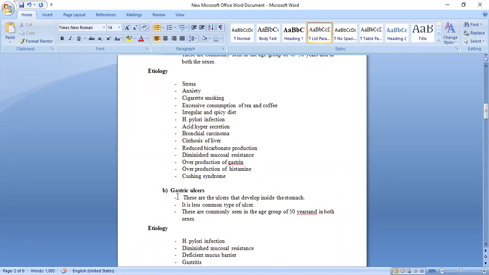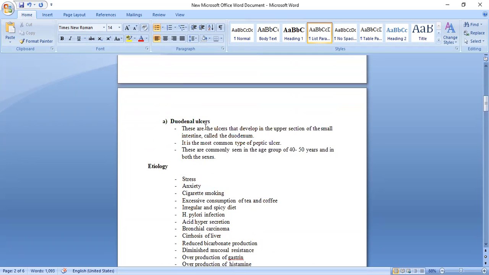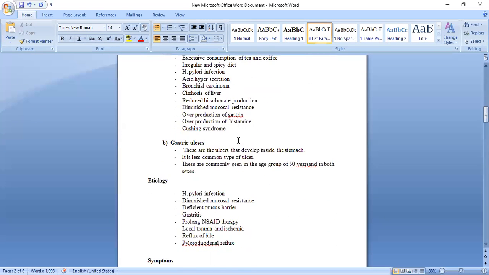And the second one, that is the gastric ulcer. What we saw just now was the duodenal ulcer. Now see here, the gastric ulcer. And at the end, we will see the differentiation between the duodenal and gastric ulcer. Just listen now, the gastric ulcer. These are the ulcers that develop inside the stomach. Gastric, gastrum, isn't it? The name itself indicates it develops inside the stomach.